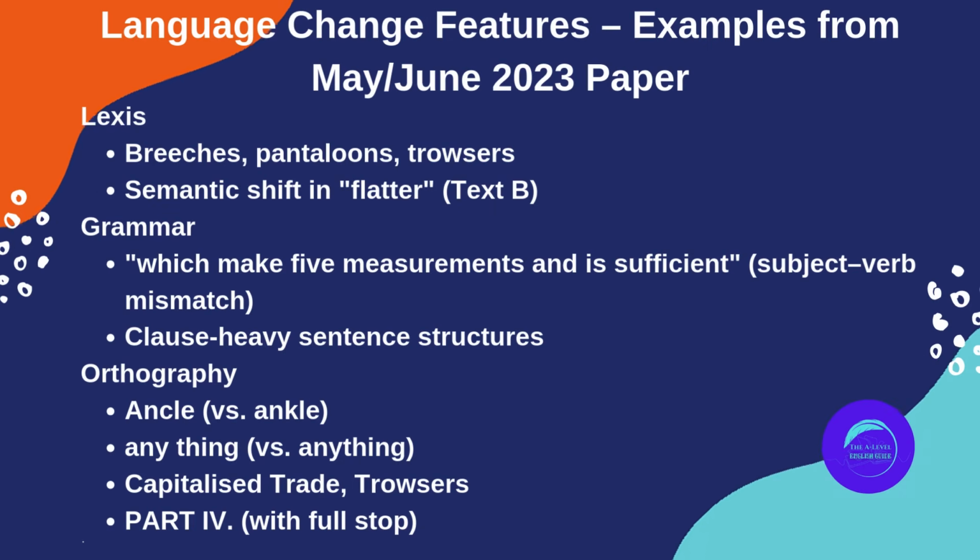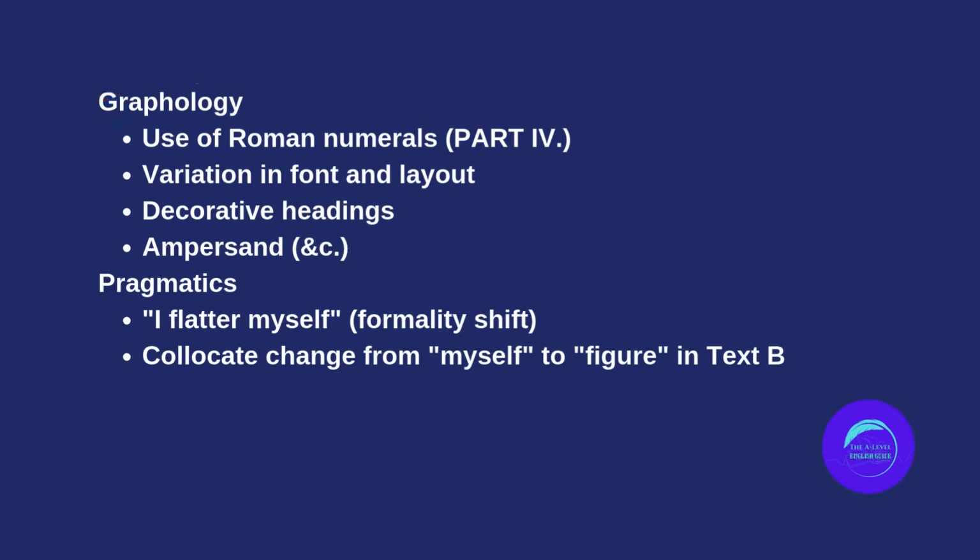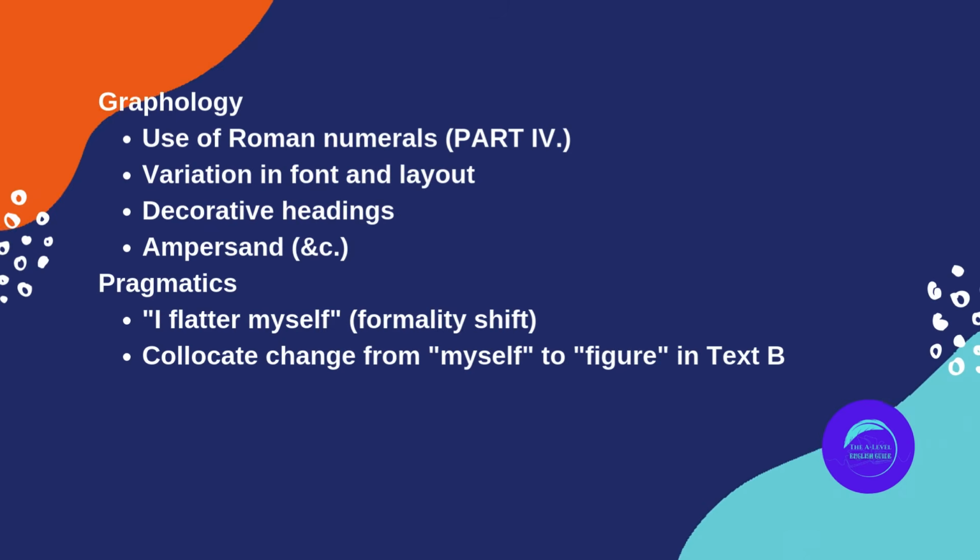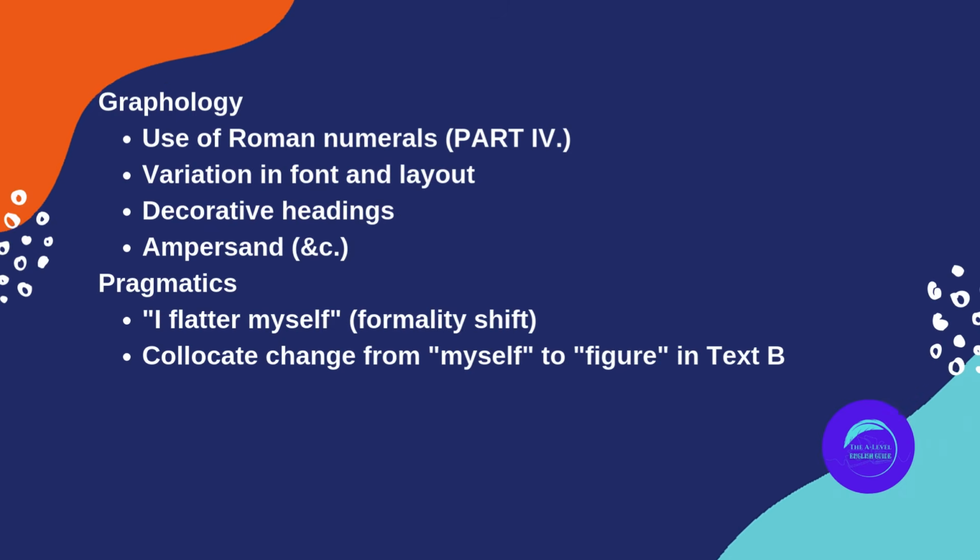Orthographic features include the spelling of ankle as "ankle," the use of anything as 2 words, capitalization of common nouns like trade and trousers, and the full stop after part 4. Graphological features include Roman numerals, varied fonts in headings, and decorative symbols such as the ampersand.